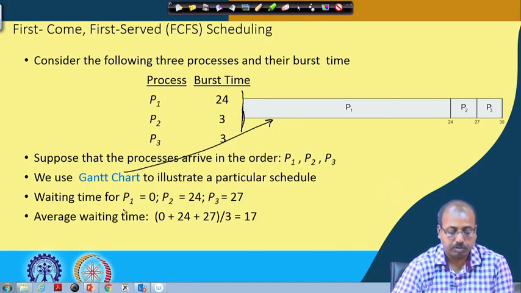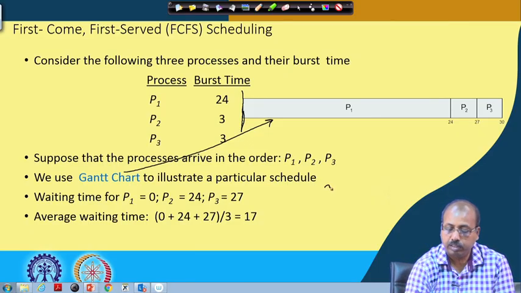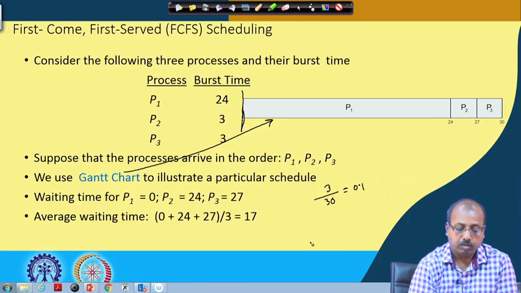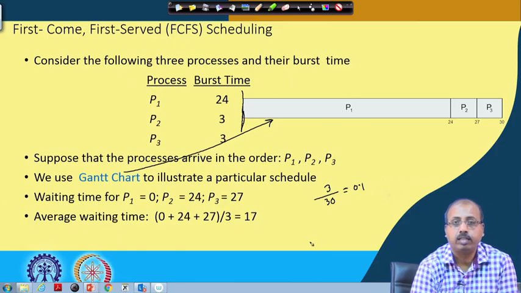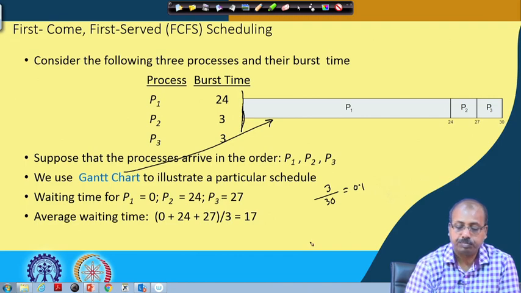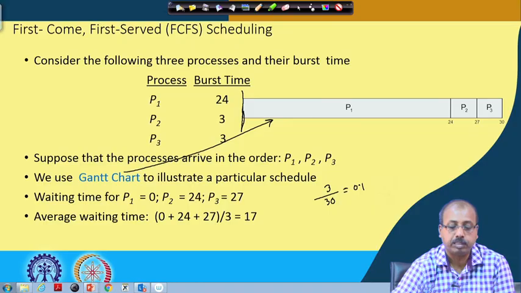Now, if you want to compute throughput, that is the number of jobs completed per unit time. We have completed 3 jobs over 30 time units, so the throughput is equal to 0.1. So, we have computed the average waiting time. The turnaround time cannot be calculated, because we do not know the arrival time of the jobs. And since it is not round robin, we cannot have these other parameters.